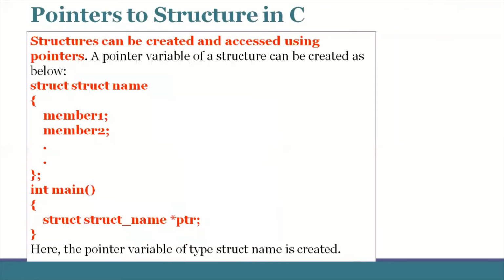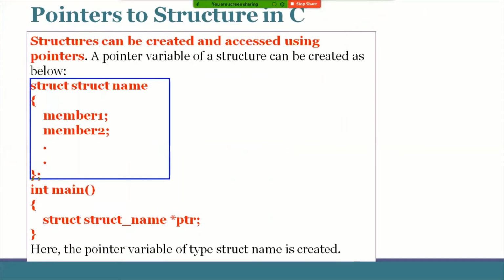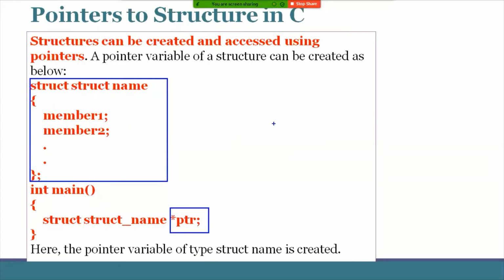Then pointers to structures. Assume that one structure is declared, and a structure variable declared over here is a pointer variable. Immediately the compiler allocates memory for this particular pointer variable, and by using this particular pointer variable, I can access all these members. To access all these members, the arrow operator is used, because this is a pointer variable, not an ordinary variable. If it is an ordinary variable, instead of the arrow operator, we will use the dot operator.